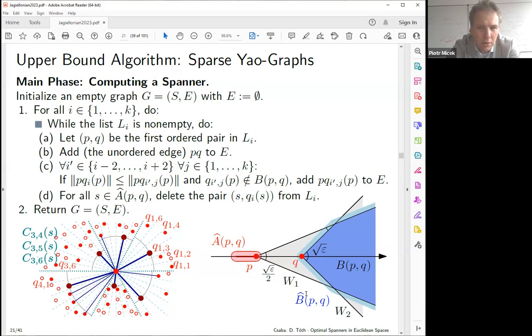You just go in the order of the length of the edges and then decide whether you put them in or not. Is it true? Yes, so even these larger cone edges are not added if they're already covered by this pink-blue pair.